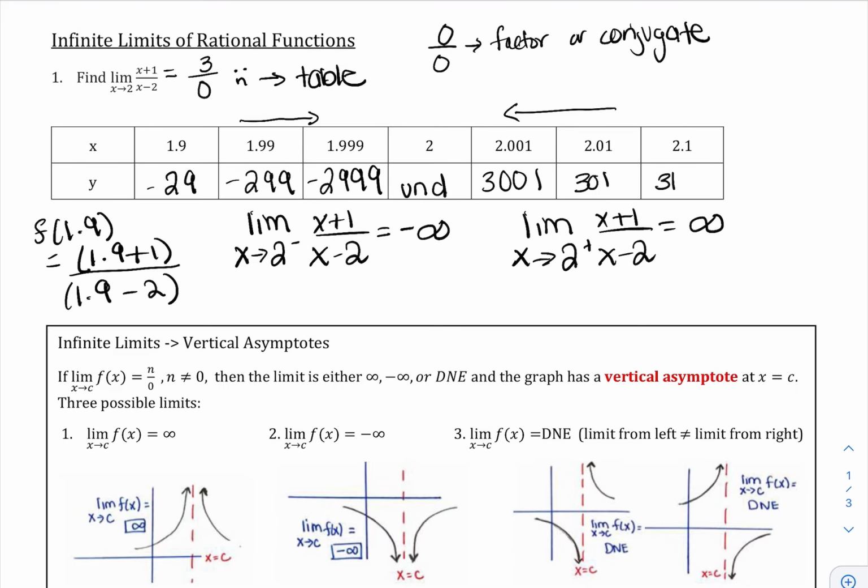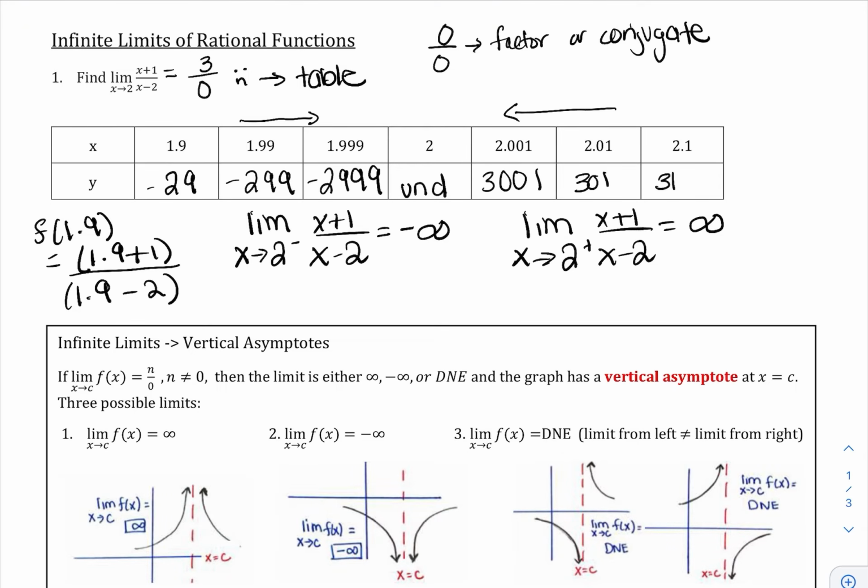A trick you can use is to know that when you have n over 0 and you're going to use a table, it's going to be positive or negative infinity for a rational function. You just need to check whether it's going to be positive infinity or negative infinity. So you don't need to do so many numbers as I did. Maybe you only need 2 on each side just to make sure. But the more you do, of course, the more you can see the behavior if you want to be on the safe side.